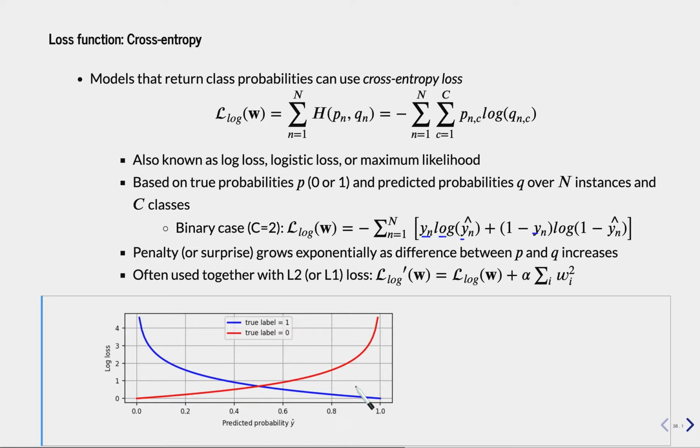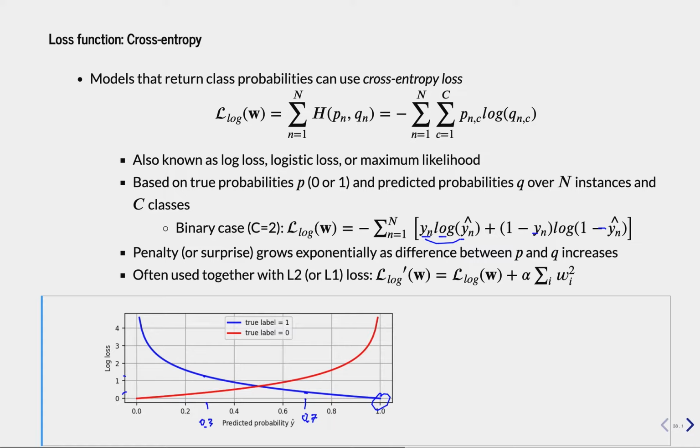Right? So say that our true value is 1, right? Then this term becomes 1 and this one becomes 0, so we don't look at that. In that case, we look at the log of our predicted value. So say that the predicted value is 0.7, then the log of this is this value here, which is quite small. Right? If, however, you predict 0.3, even though the true label is 1, then you will get a much larger loss.